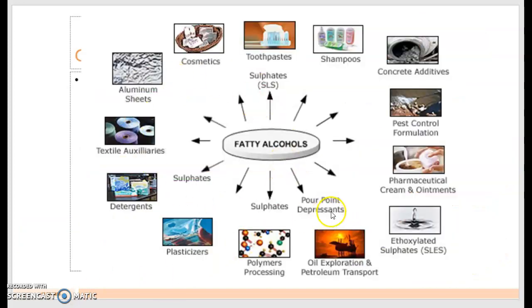So this is the conclusion of the fatty alcohol uses. It is mostly used in our daily products: toothpaste, shampoo, cosmetics, concrete additive, pest control, pharmaceutical creams and ointments, ethoxylate sulfates, polymer plasticizer, also detergents, textile and so on.